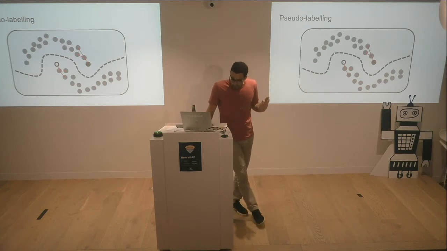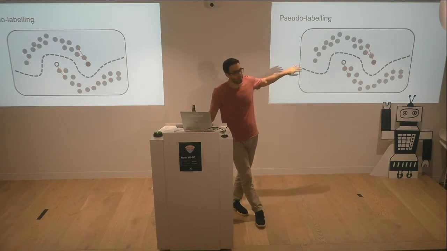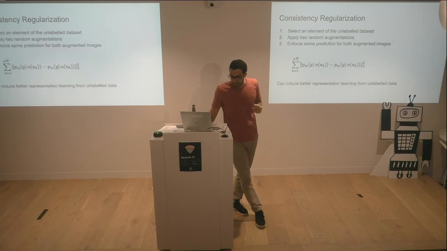So what we're hoping to do is add another method of learning from the unlabeled data, so that we can improve our confidence without having to jump to data points that would not be correctly labeled by pseudo-labeling. The second method is this idea of consistency regularization.